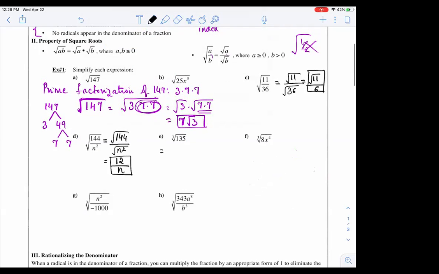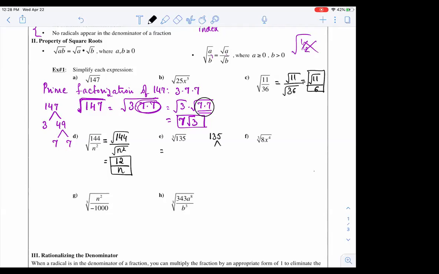When you find the cube root, you're looking for not factor pairs, but triplets, because when you find a square root, you're looking for factor pairs like this. But when you are finding a cube root, you're going to look for factor triples. Okay, I'm going to do the prime factorization for 135 because it doesn't come to my head immediately.